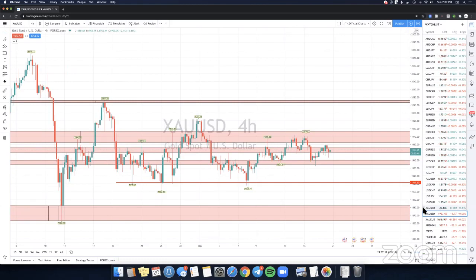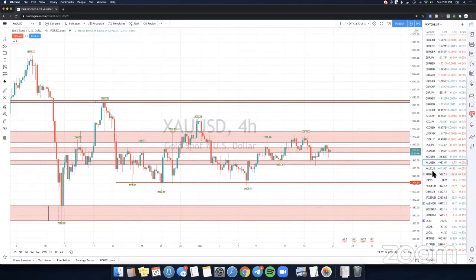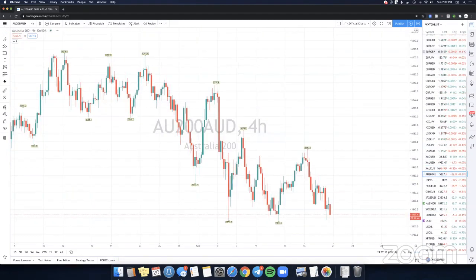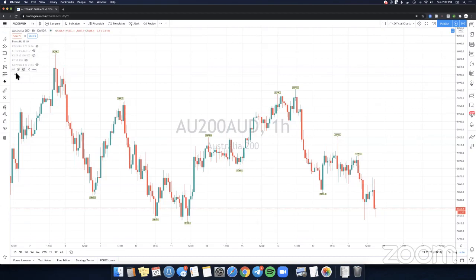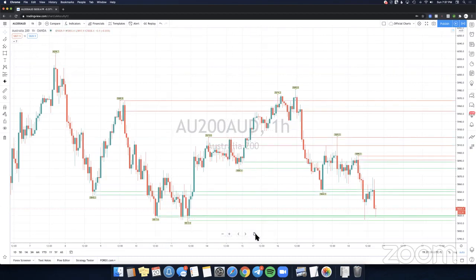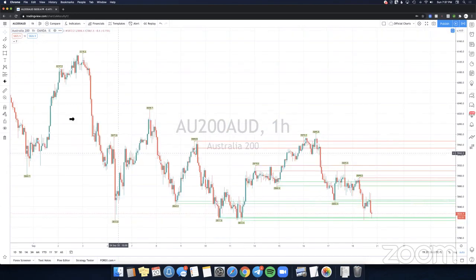Now we'll move on to the indices. We'll just go in order. We'll look at the Aussie. A lot of people like to trade this, so I'll chart it on the 1 hour since we trade this on the shorter time frames. Zoom out of this.